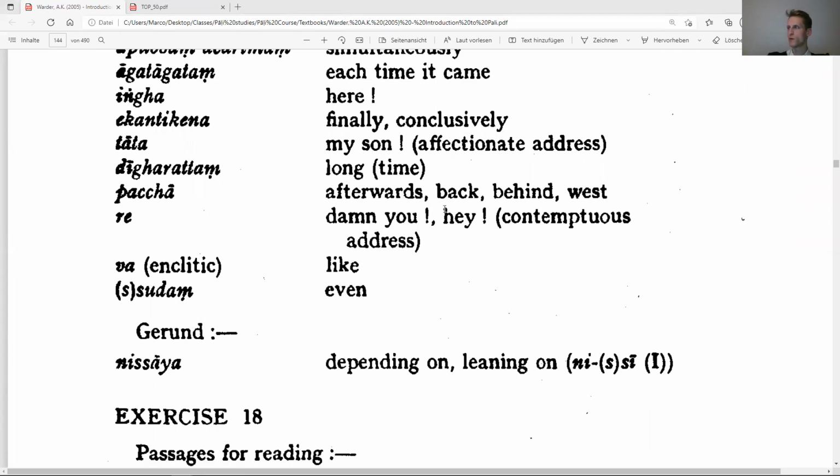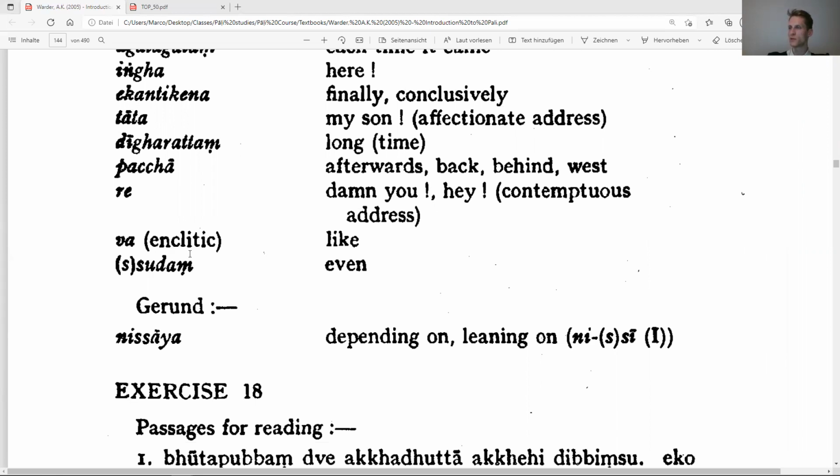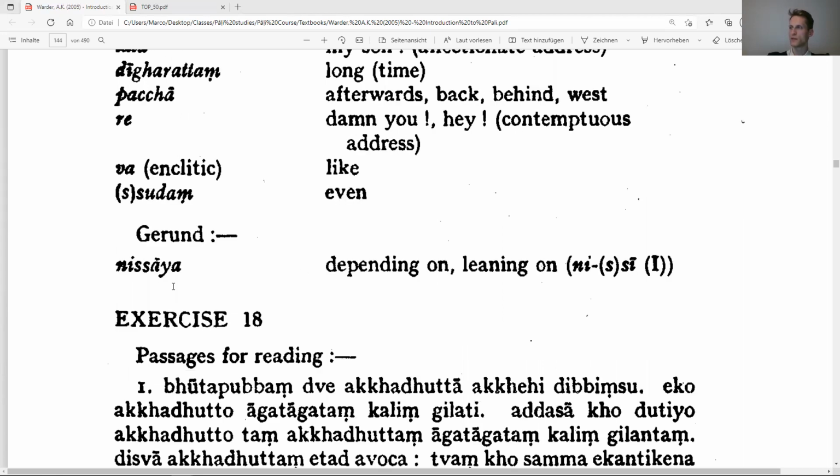Pacca, afterwards, back, behind, or west. Re, a contemptuous address, damn you or hey. Va, an enclitic, meaning it cannot stand at the beginning of a sentence, like. And sudam, even. And lastly, nissaya, depending on or leaning on.